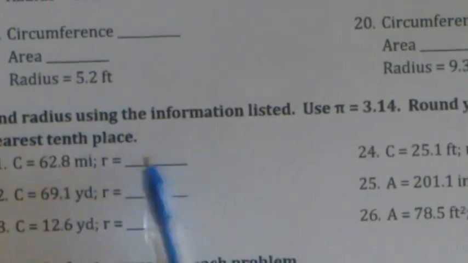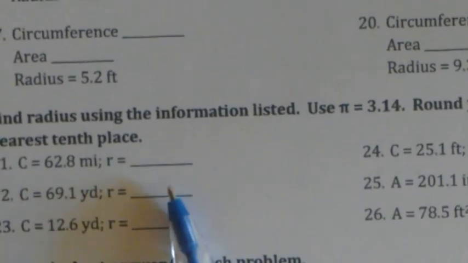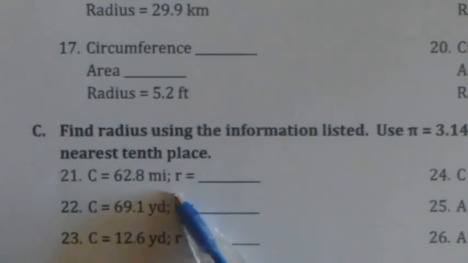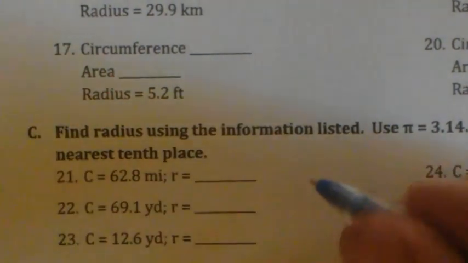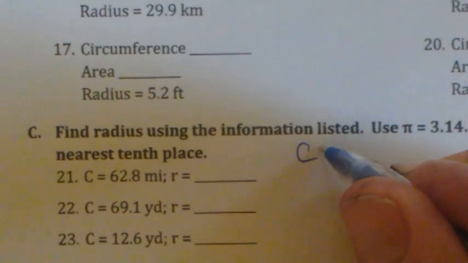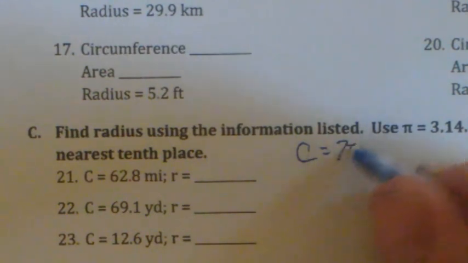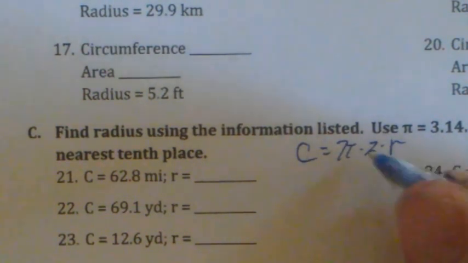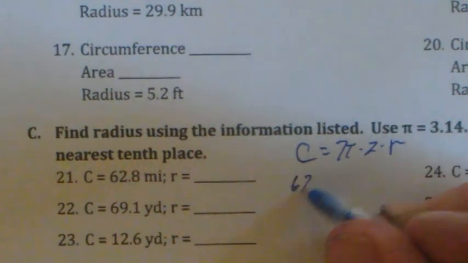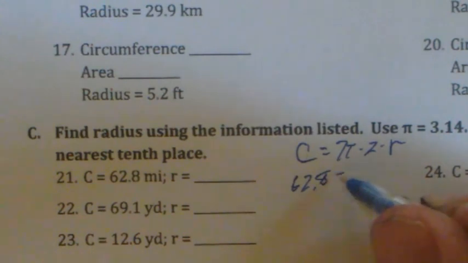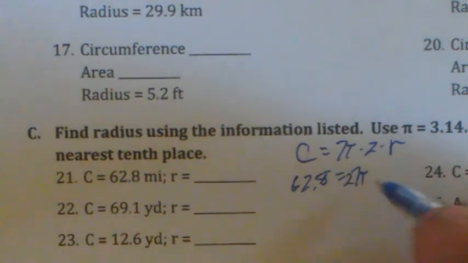Find the radius. Now this is a little trickier. This one you're working backwards. You're starting with the circumference, and you have to find the radius. So remember, circumference is equal to pi times the diameter, which is 2 radiuses. So they're giving you 62.8 is equal to 2 pi r, I'll put the 2 in front.